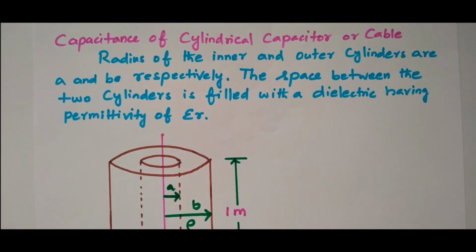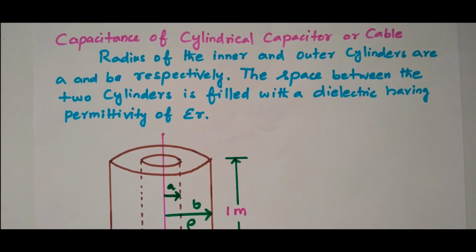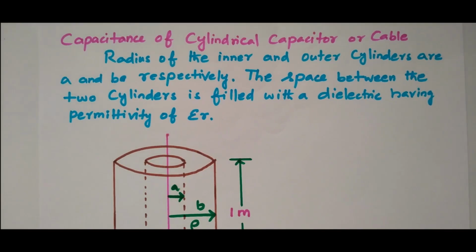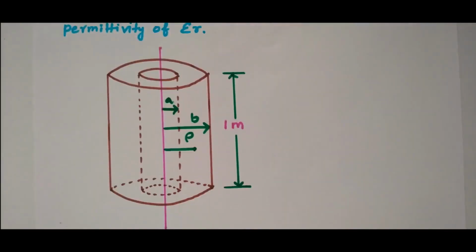So we have the cylindrical capacitor. The cylinders are available with inner and outer radius A and B respectively. We have two cylinders available. The radius of the inner and outer cylinder is A and B. The space between the cylinders is filled with a dielectric having the permittivity of epsilon r, right? Now refer to this diagram.